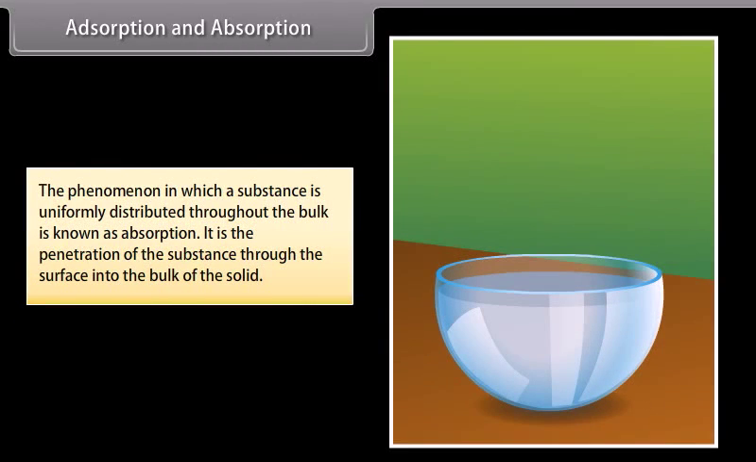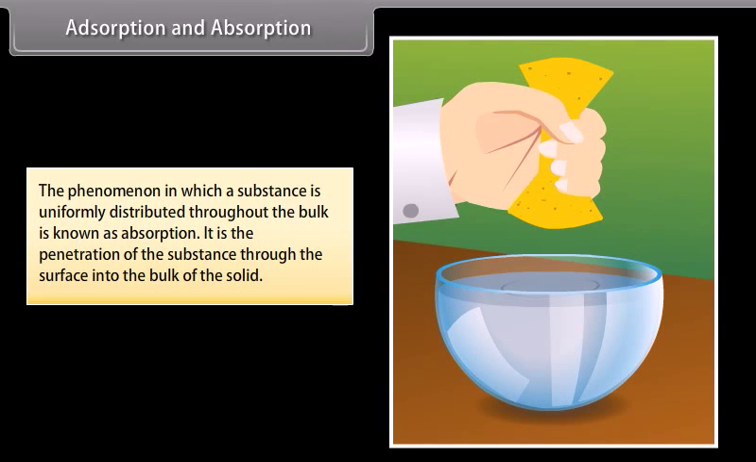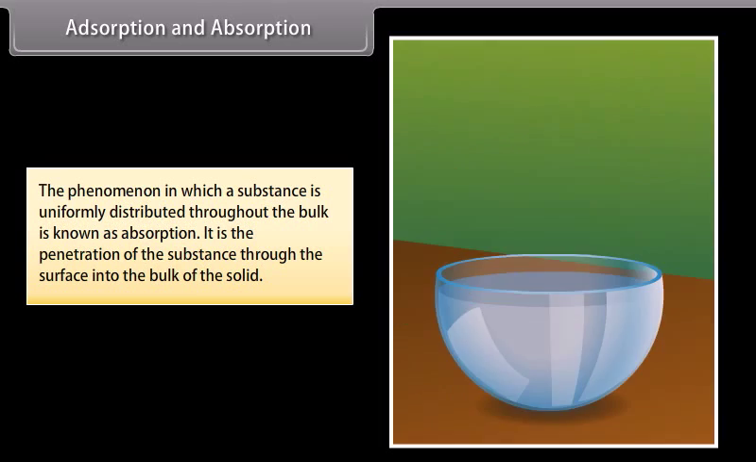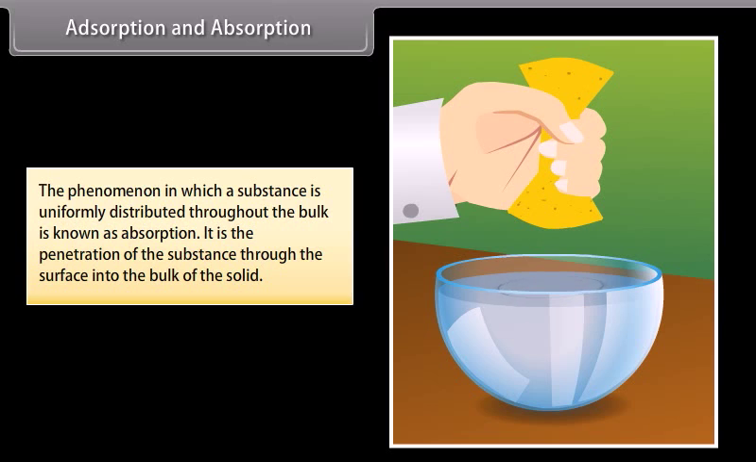Adsorption and Absorption. The phenomenon in which a substance is uniformly distributed throughout the bulk is known as absorption. It is the penetration of the substance through the surface into the bulk of the solid. For example, when a sponge is dipped in a liquid, it absorbs some molecules of liquid.